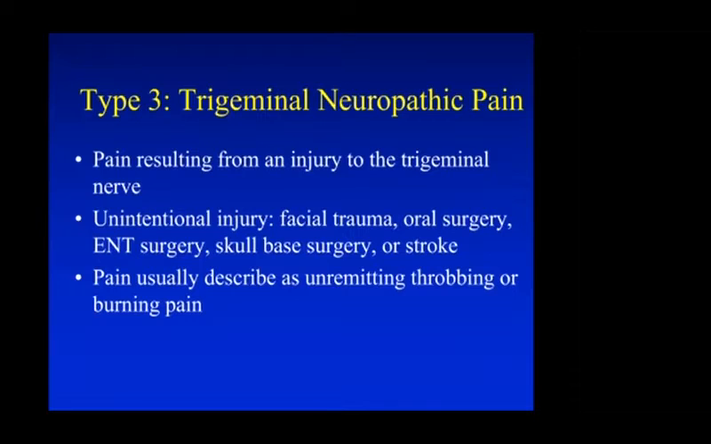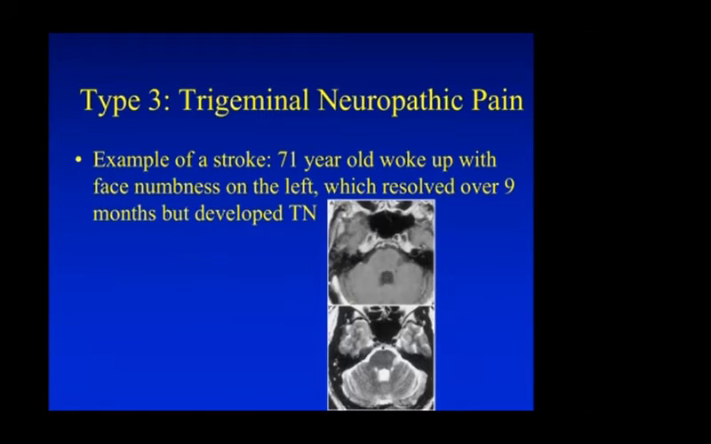They don't really respond to the classic medications for trigeminal neuralgia, and so this is a difficult patient to treat because the problem is within the nerve itself. The nerve itself has been damaged. So this is not a good patient for, let's say, a microvascular decompression. This is an example of a patient who sustained an injury. This is a 71-year-old, and he woke up one morning with some numbness in the face.